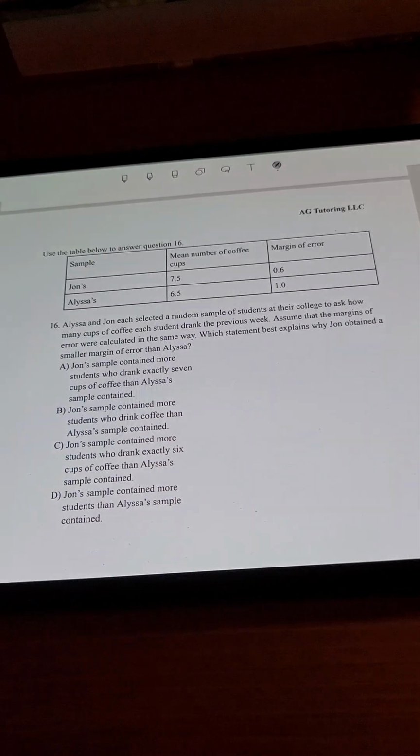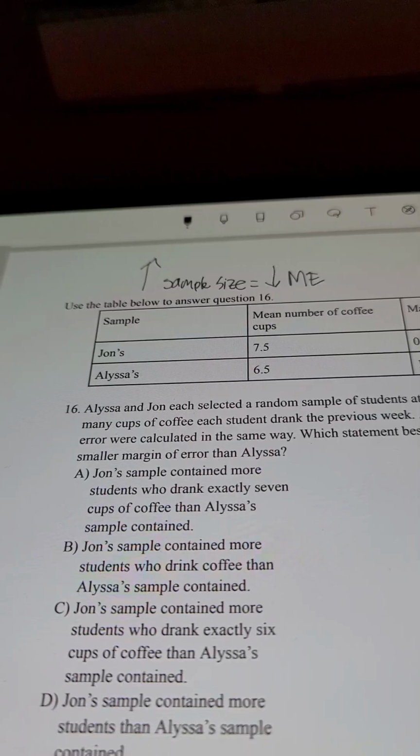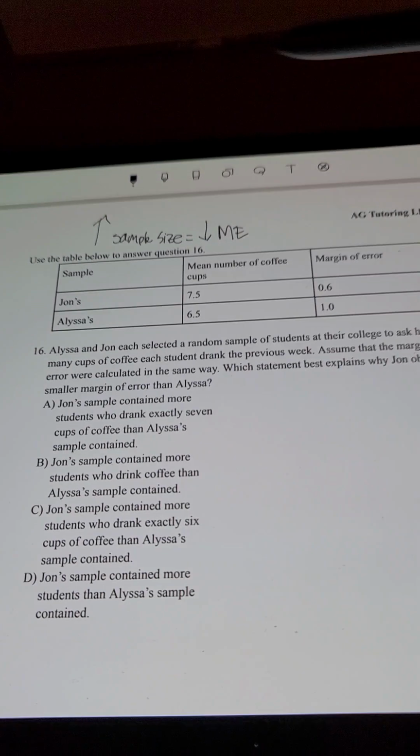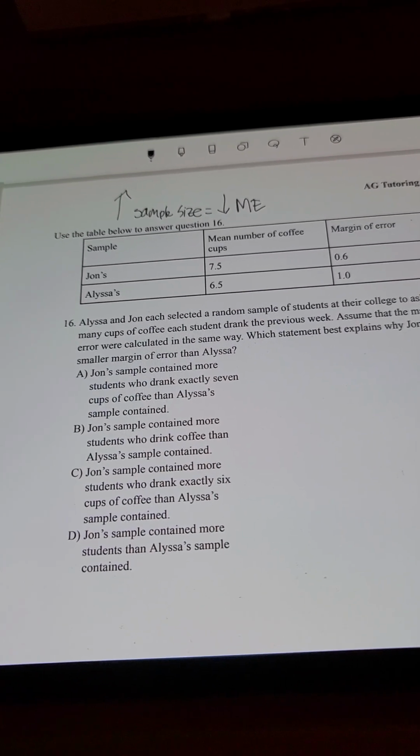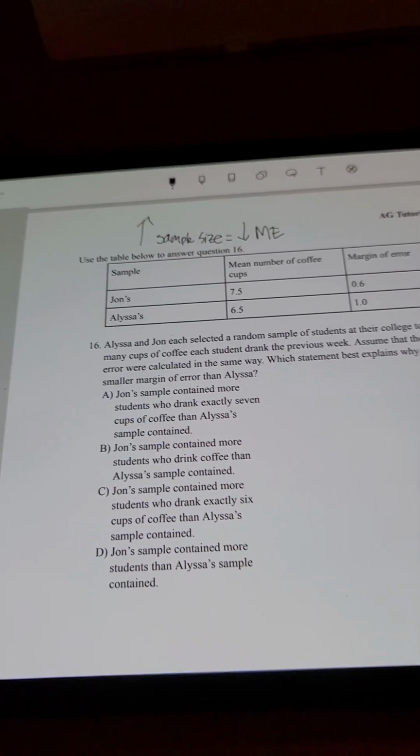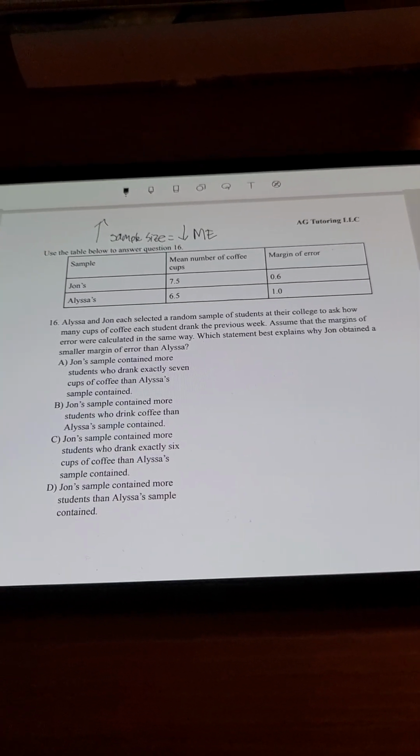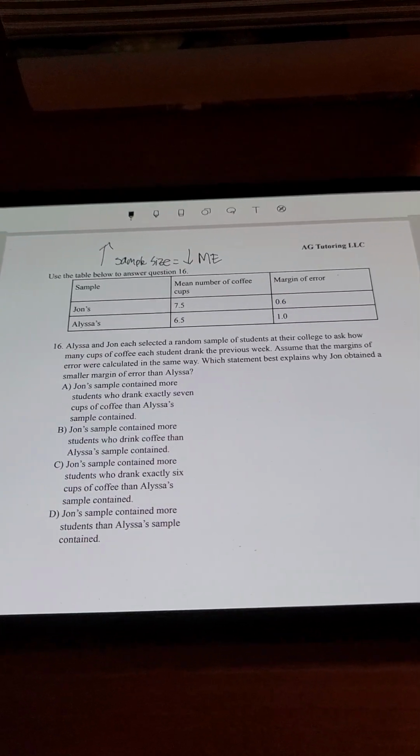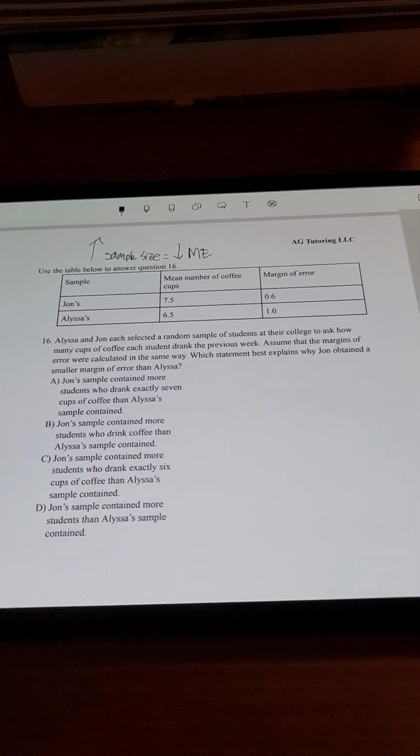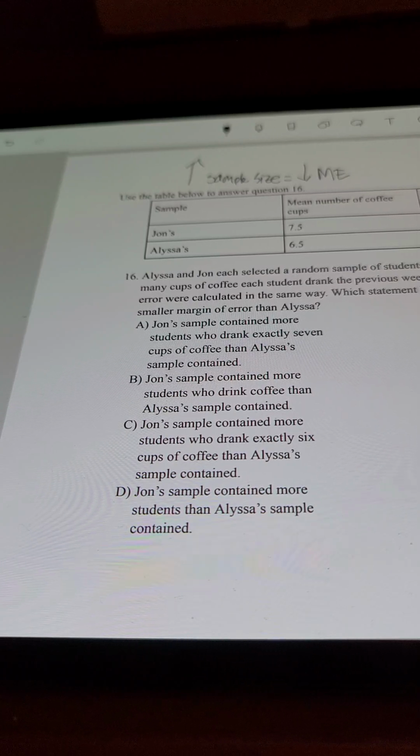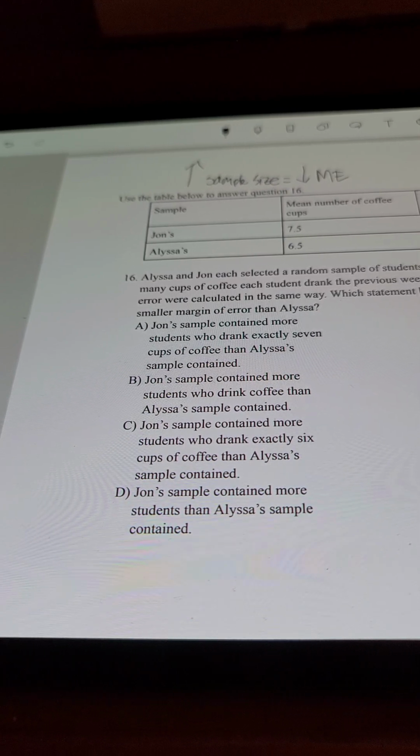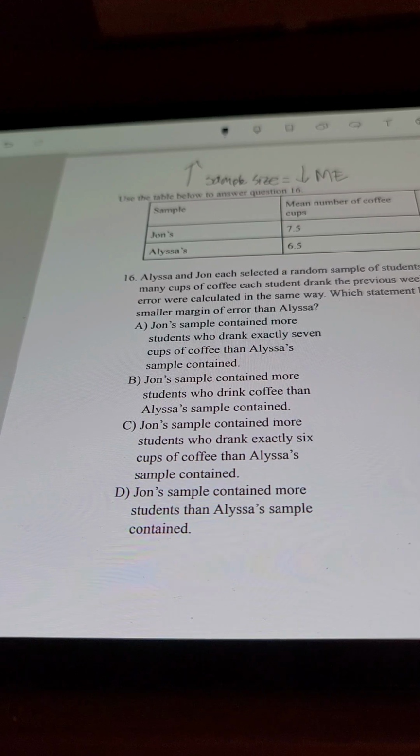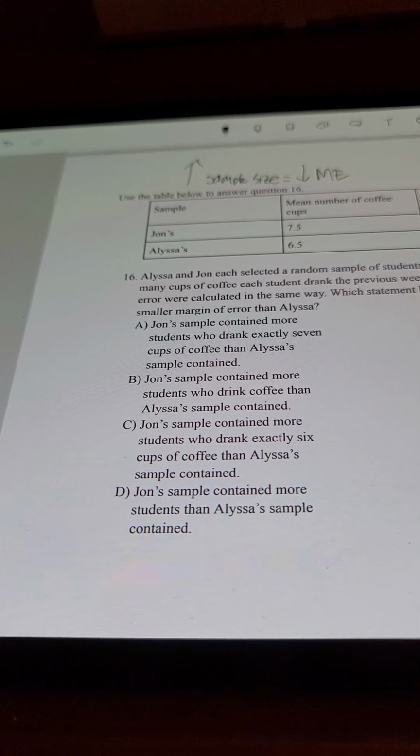Okay, pause to read 16 if you haven't already. So for this problem, you're going to have to remember that the larger the sample size, the smaller or lower your margin of error is. So we want an explanation for why John obtained a smaller margin of error than Alyssa. So let's think. John needs to have the greater sample size if he got the smaller margin of error between the two of them. So the one that says that would be answer choice D.